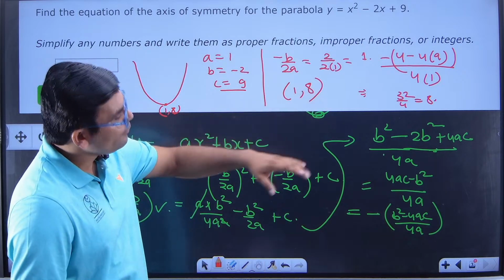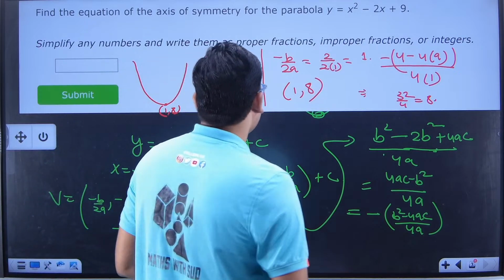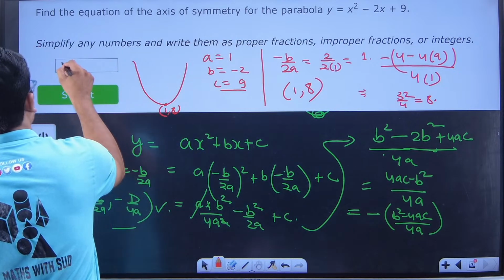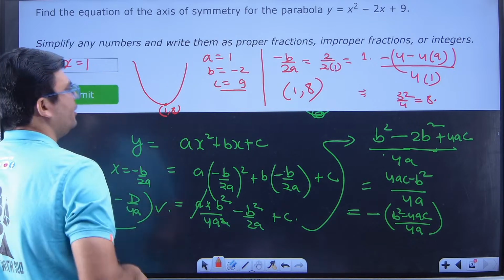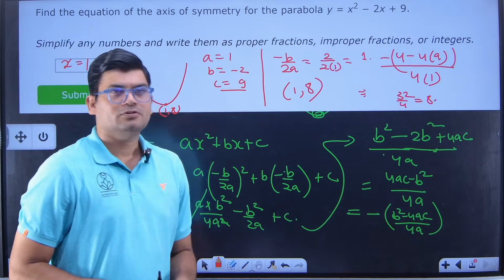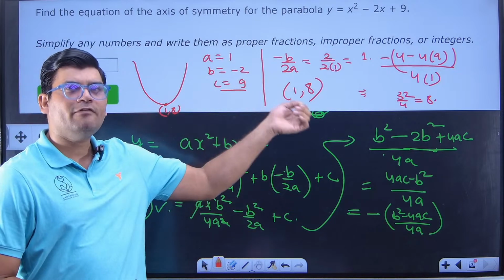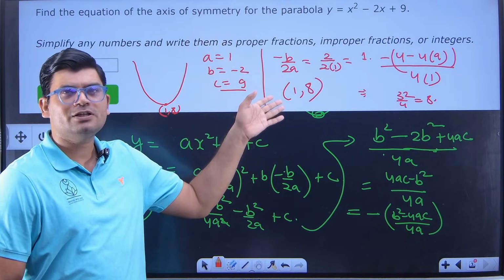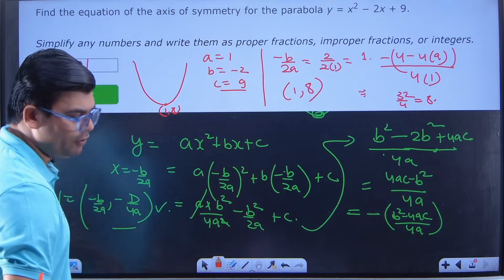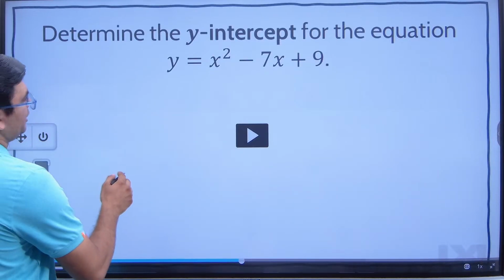So what will you have? 1 comma 8. So the equation will be x is equal to 1. Did you get that? So we don't need to find y as well. If you want to find the equation, we just need the x coordinate, and that we got already as 1.